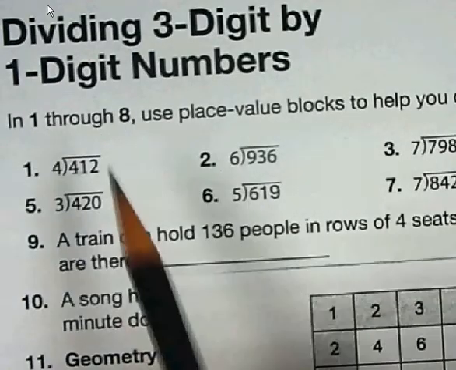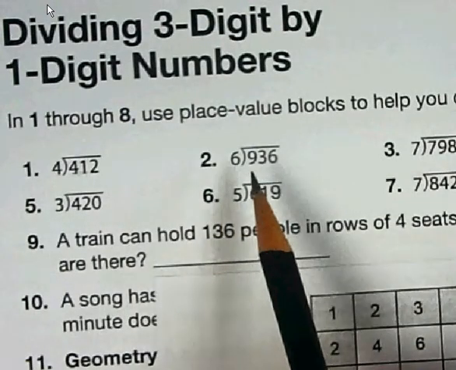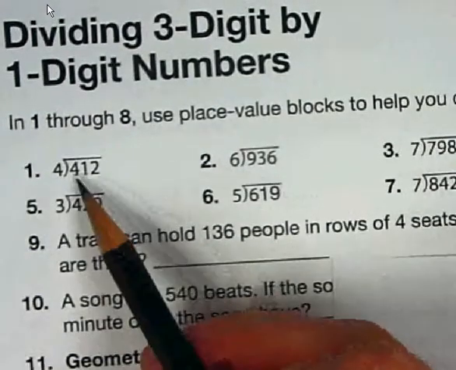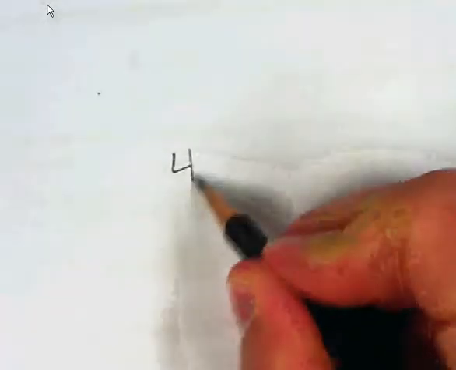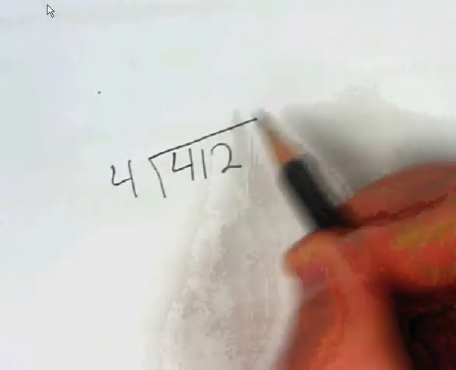So on your homework tonight, as you can see, we do not have enough space here to work out these problems. So you're going to have to use a piece of scrap paper. All right. So our first problem is 412 divided by 4. I'm going to go ahead and do mine on the back here. 412 divided by 4.